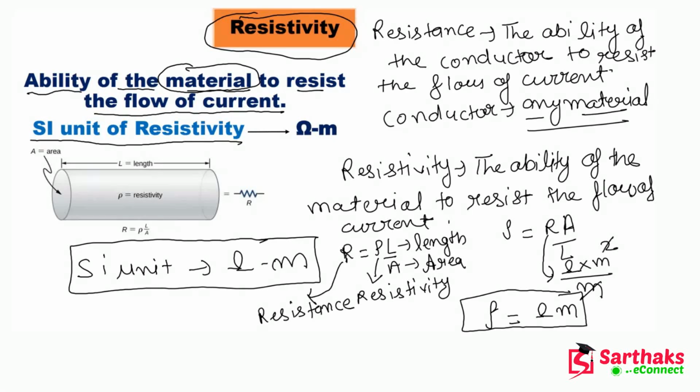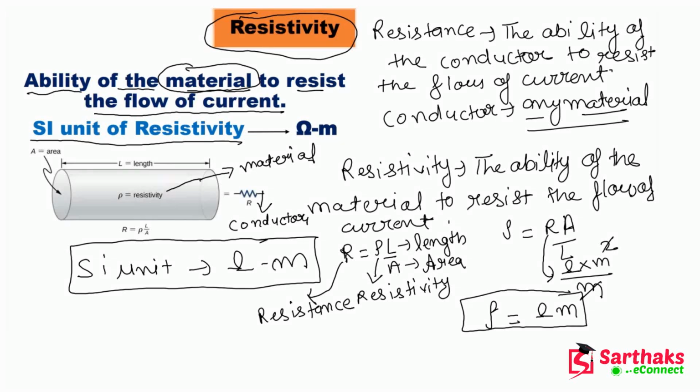Now, resistivity is that of the material. It is related to the material. On the other hand, resistance is related to the conductor. Every material has its specific resistivity. It will not depend on length and area, but on the other hand, our resistance will depend on the length and the area.